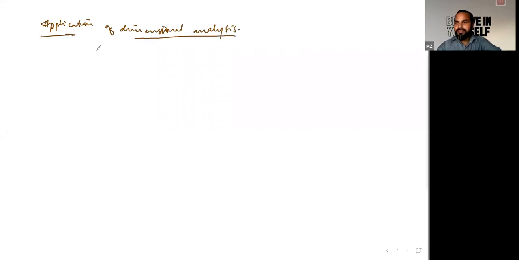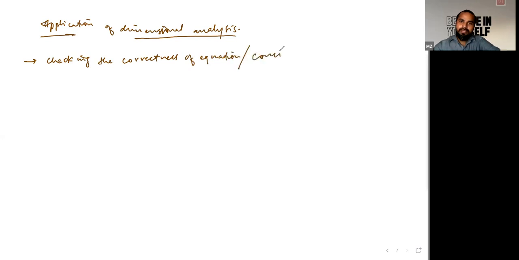We have mainly three different applications related to dimensions. First is to check the correctness of any equation, or we can simply say the consistency of an equation.